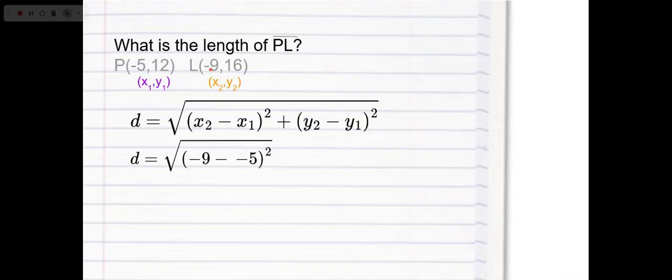So it's x2 minus x1. So it's negative 9 minus negative 5, which you know that's positive, so you can make that a plus if you really want to. And then for the y values, my 2 y values, 16 minus 12, or again, 12 minus 16 is fine also.